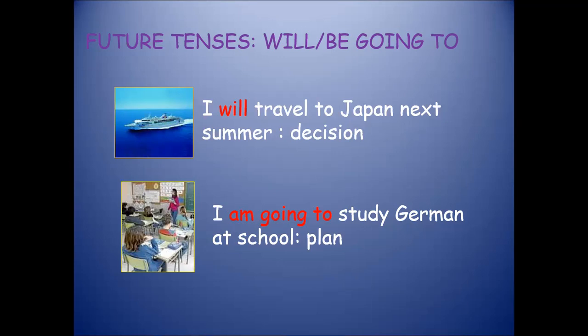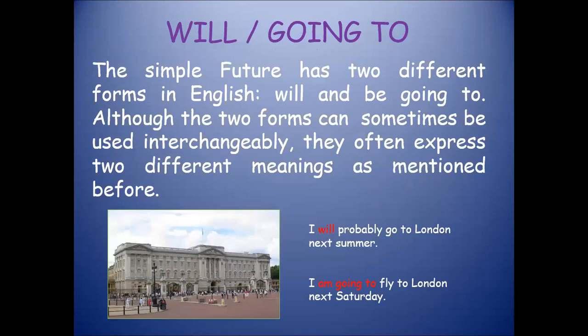Kind of. We must say that, for example, will is focused on spontaneous decisions and things that are not really prearranged, while going to is used for certain prearranged plans, something that we are already sure is going to happen in the future. So the simple future has these two forms, will and going to, but they are used to express different meanings. And here we have this example: I will probably go to London next summer, and I am going to fly to London next Saturday.